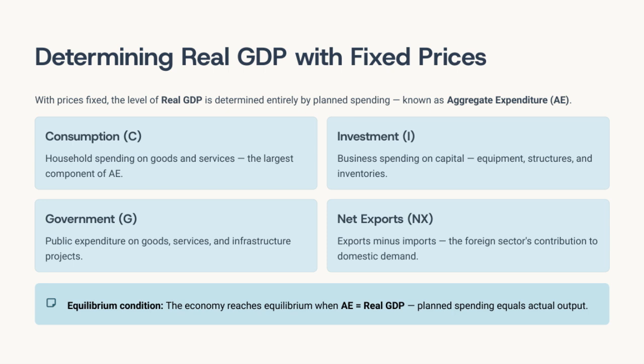Now, with prices held fixed, the level of real GDP is determined entirely by planned spending, what we call aggregate expenditure, or AE. So, in this simplified view, if planned spending increases, real GDP tends to increase as well, and vice versa. This concept is fundamental because it shows us that, under stable prices, the economy's output is driven by how much households, businesses, and the government intend to spend. It's a straightforward way to understand what determines overall economic activity in the short run.